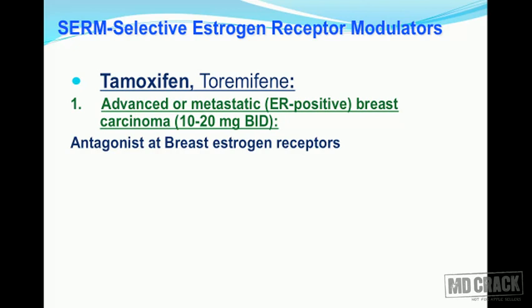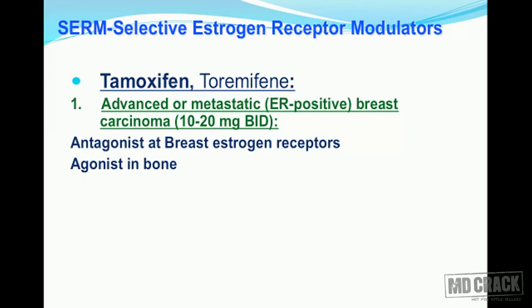It's an antagonist at breast estrogen receptors. So if the carcinoma is estrogen receptor positive, you're going to get a better response to tamoxifen, and tamoxifen is preferred to treat the ER positive carcinoma of the breast, which is advanced or metastatic.